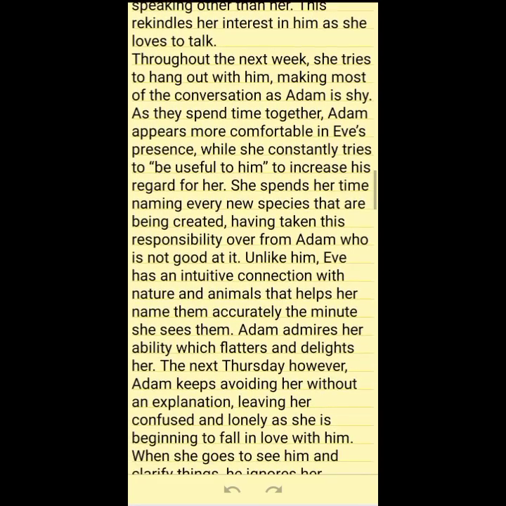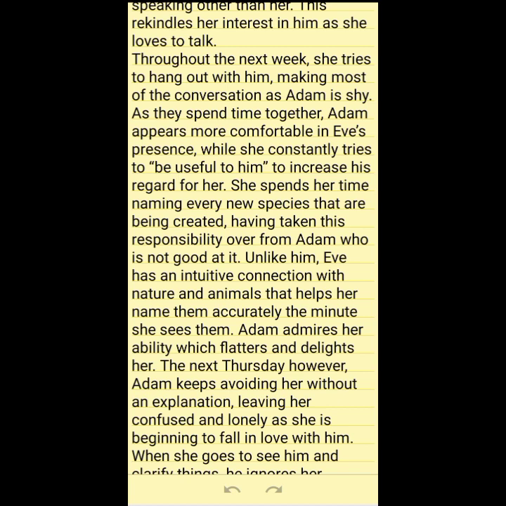Throughout the next week, she tries to hang out with him, making most of the conversation as Adam is shy. So, here you can see that Eve is enthusiastic, initiative, and active. She loves to talk. She is an extrovert, while Adam is shy and has no enthusiasm at all. Both spend time together. Adam appears more comfortable in Eve's presence, while she constantly tries to be useful to him, to increase his regard for her. So Eve is trying to impress him.